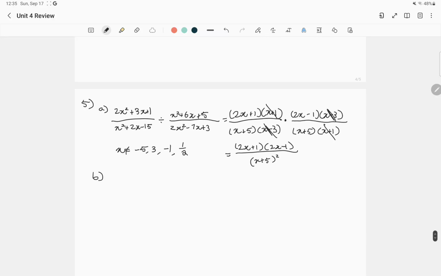Then we have b, which is going to be even more monstrosity. We have 2x squared minus 3x minus 2 over x squared minus 1. Notice our difference of squares there. Then we have 2x squared plus 5x plus 2 over x squared plus x minus 2. Once again, let's do all of our factoring real quick, and we're going to split this into something that looks more like that, so it's easier to write out later.